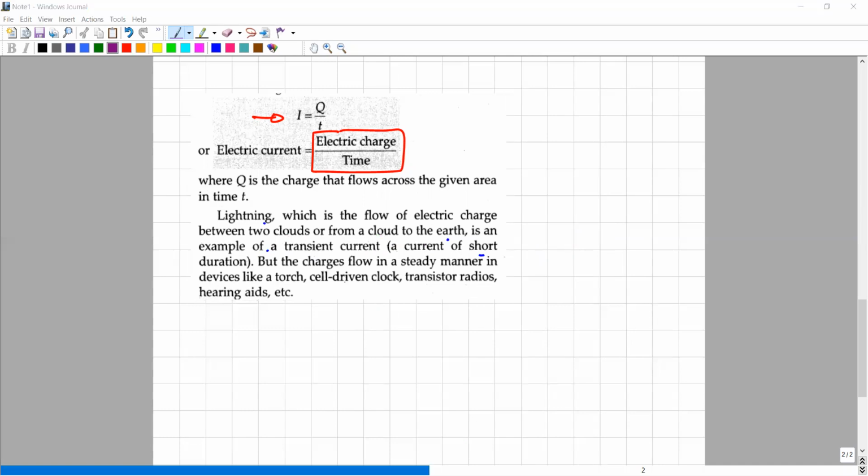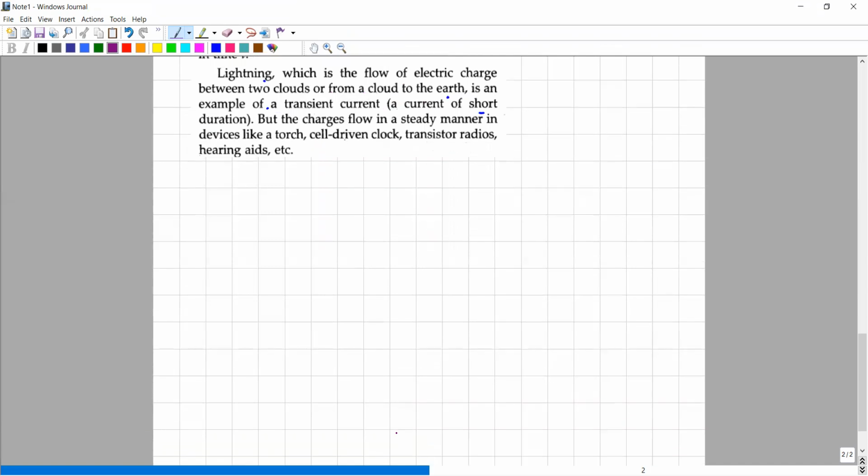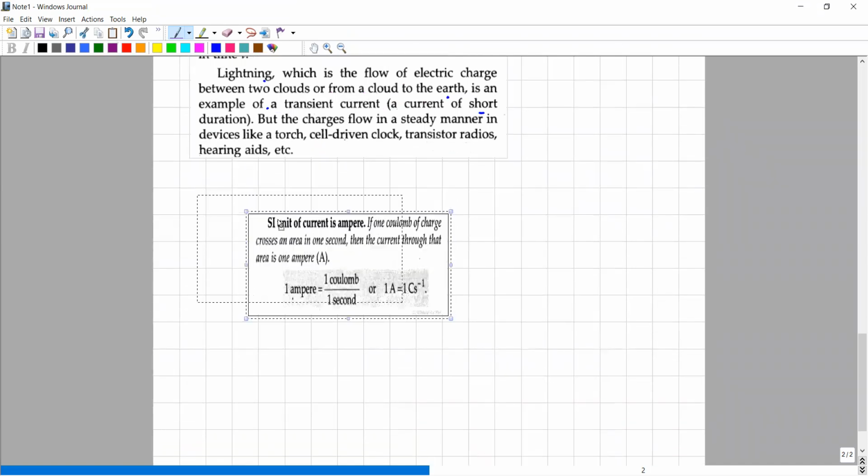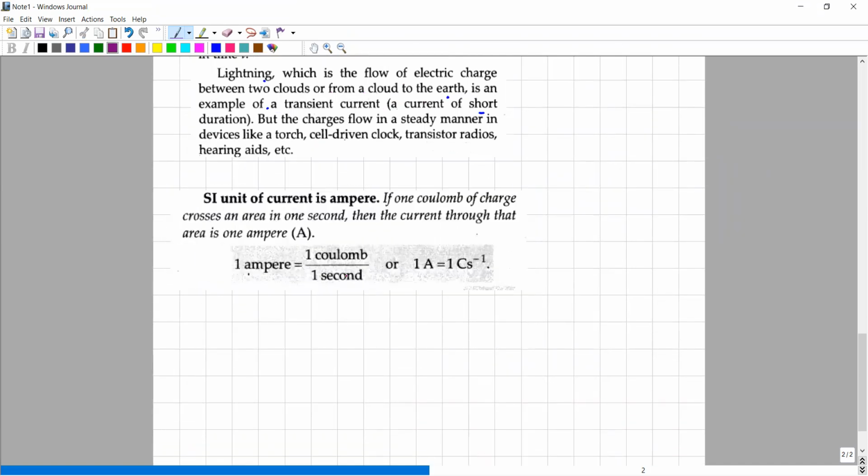The unit of current is ampere. The SI unit of current is 1 ampere, and 1 ampere would become 1 coulomb over 1 second, because current I is equal to Q by T. So the unit of charge is coulomb, the unit of time is second.